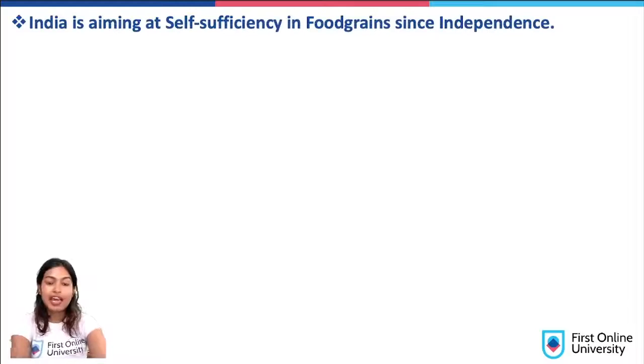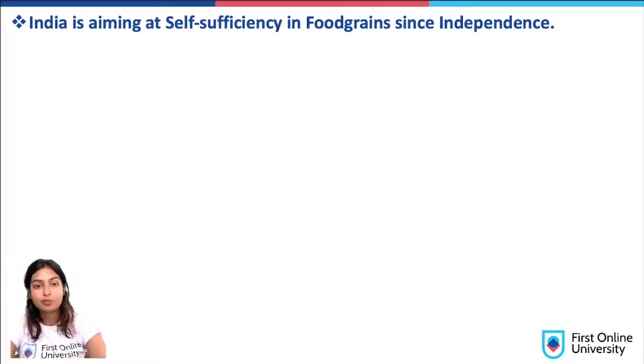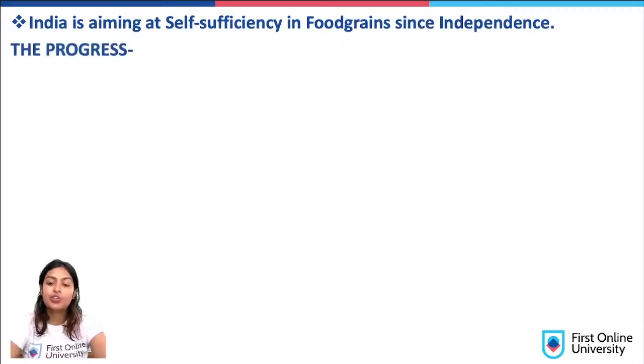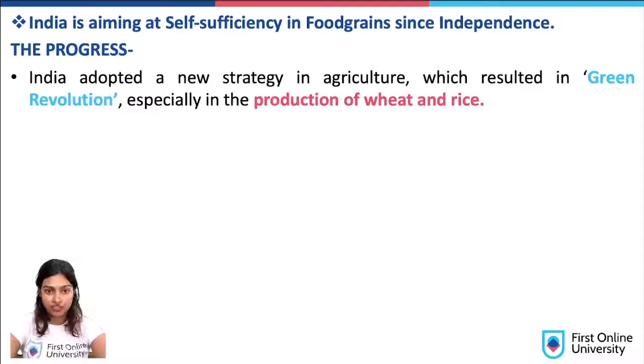India has been aiming at self-sufficiency in food grains since independence, that is the 1950s. India wants to be able to produce food grains and sustain the entire population of billions with the food grains that our country produces. That is what self-sufficiency means, which also means that we are not going to depend on any imports, but we are going to produce the food grain that we want, and consume that ourselves. So let us see the progress that India is making in order to reach this state of self-sufficiency.